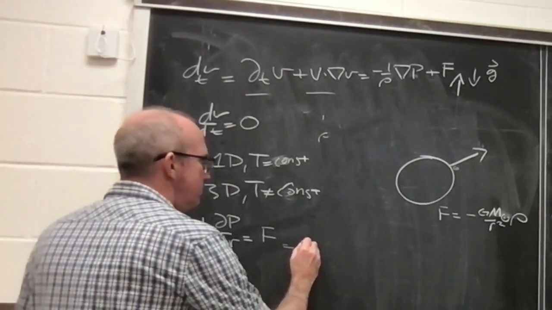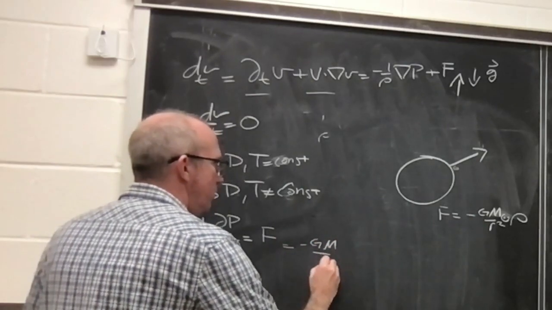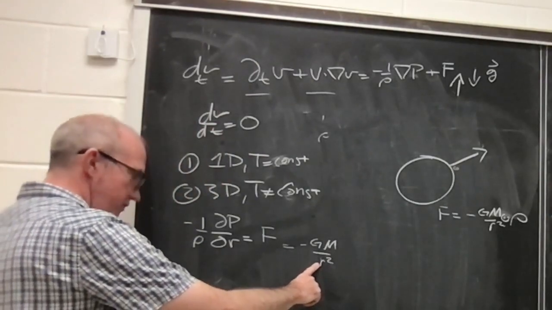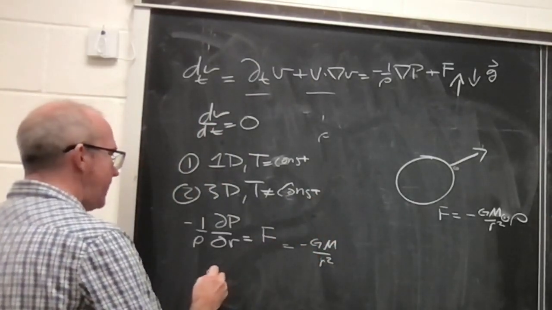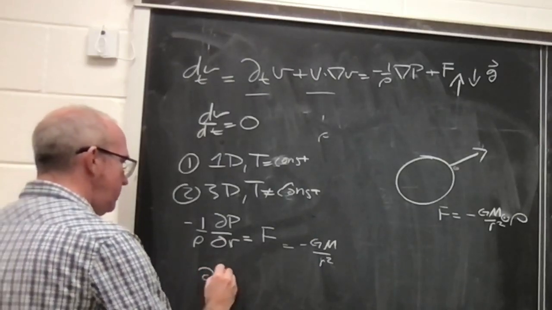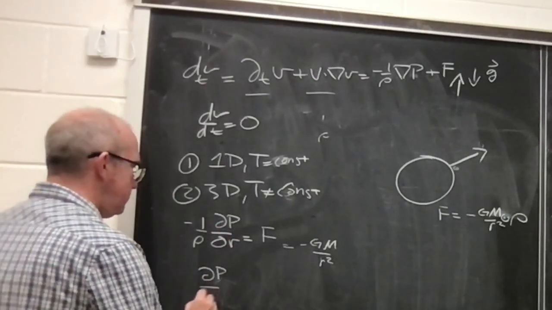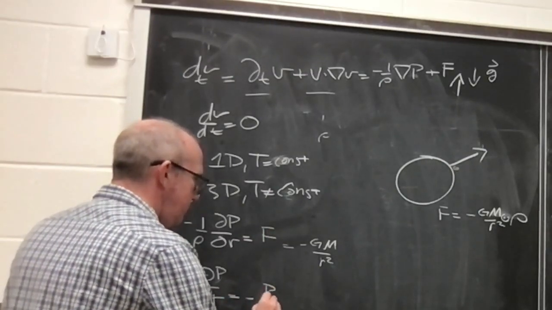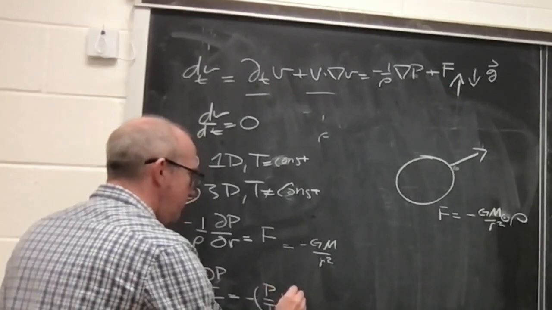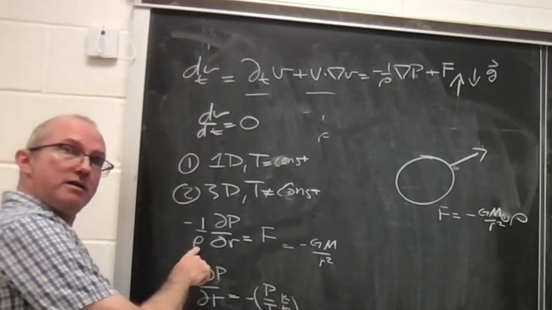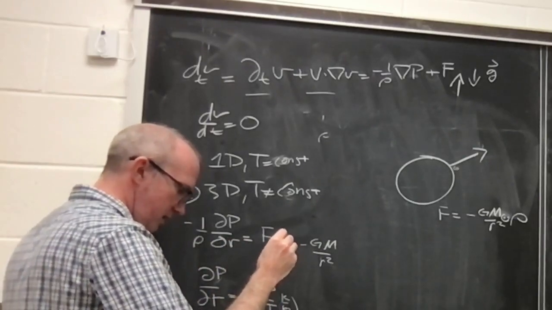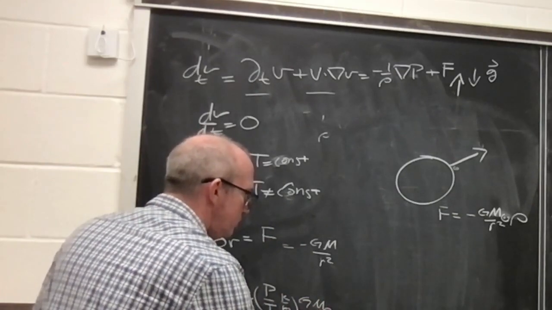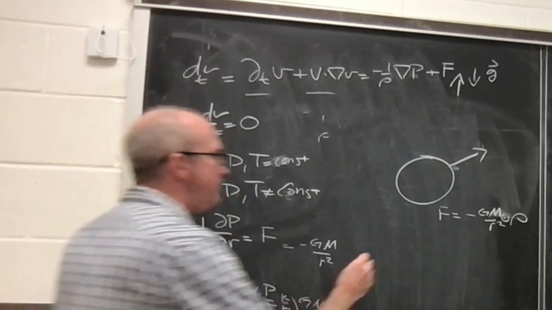This is equal to minus GM over r squared. This is the acceleration. I put the density over there, and I plug in the ideal gas law, and I'm left with dP/dr equals minus P over T times k over m. This comes from the rho that's right here, times GM of the sun over r squared. And T, what can I say about T?